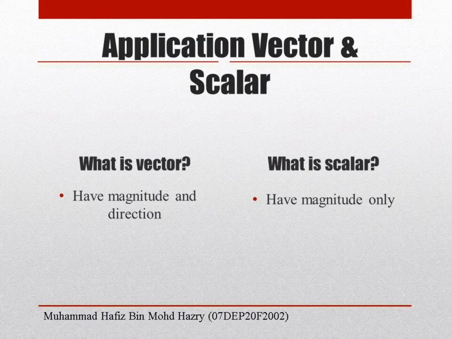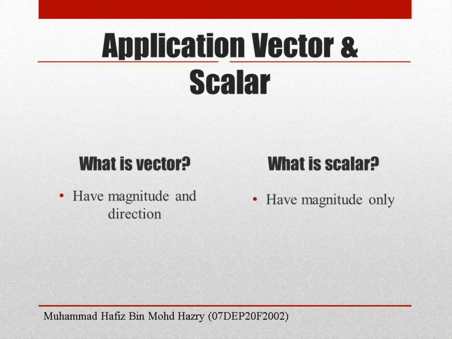Hello, my name is Muhammad Hafiz Muhammad Hazri. Now, I'm going to talk about application of vector and scalar. What is vector? In physics, a vector is a quantity that has magnitude, the measurement of the size of an object, as well as direction, also an indication of position. Examples of vector are velocity, displacement, acceleration, and force, while a scalar is a quantity that has only magnitude. Examples of scalar are speed, distance, power, and work.